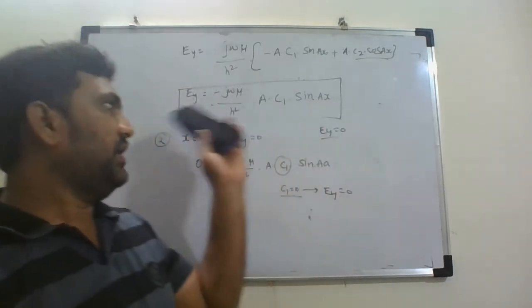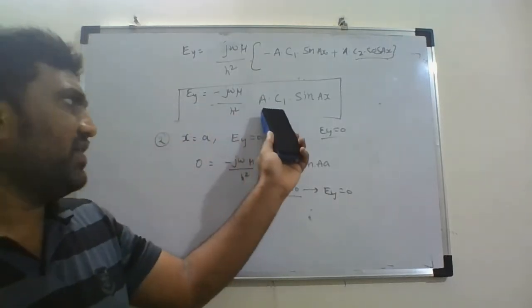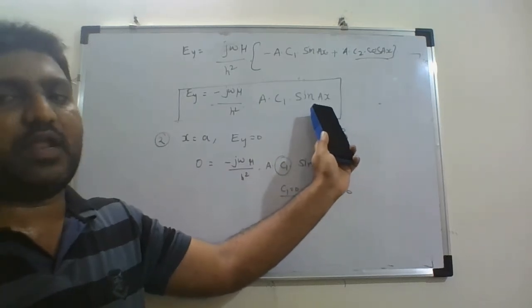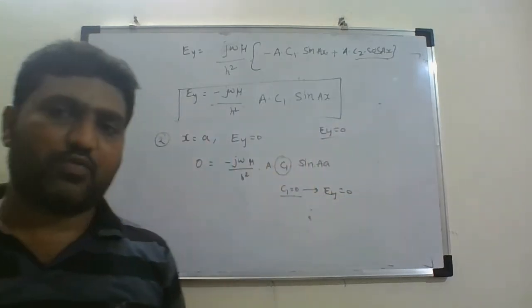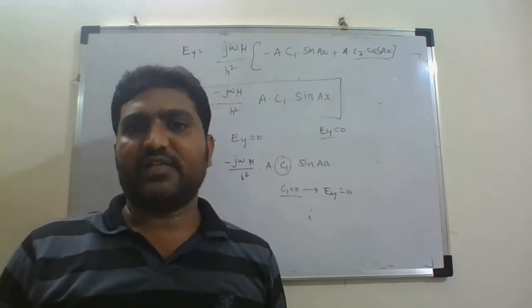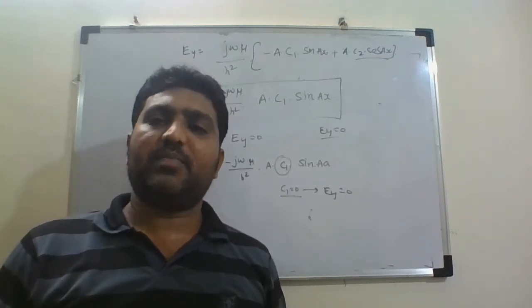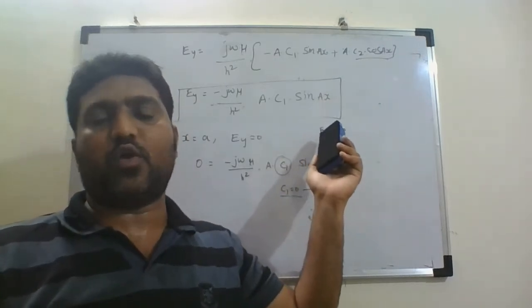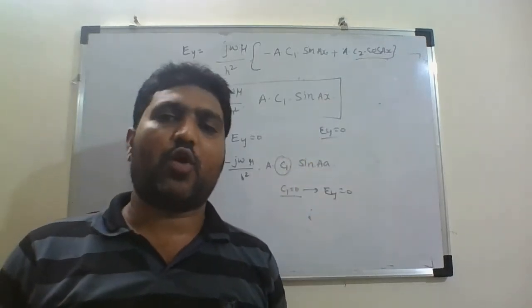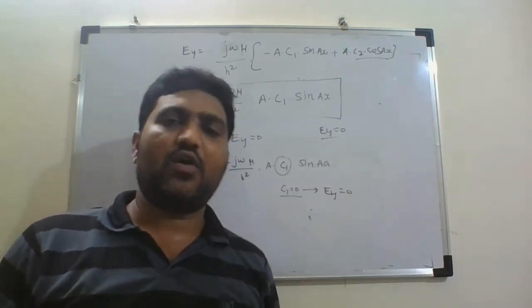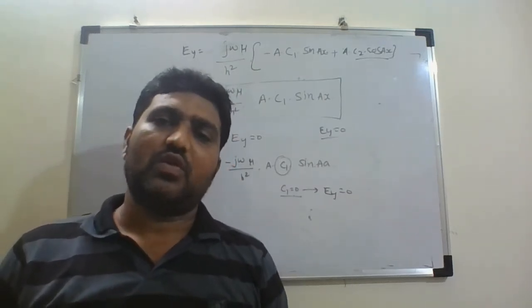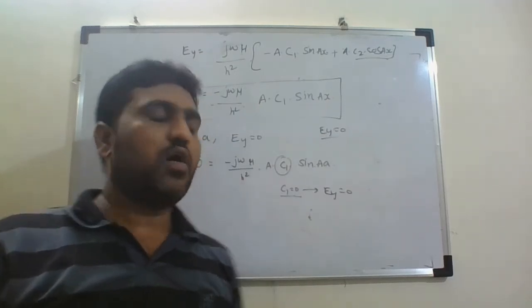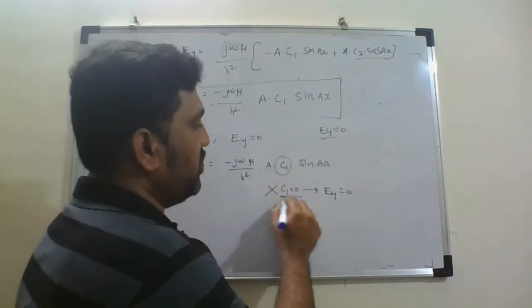The point we have to observe is, if C1 is equal to 0, then irrespective of x, at all places Ey will be equal to 0. There is already C2 equal to 0. If C1 also becomes 0, then Ey will be 0 at all places, which means Ex is 0, Ey is 0, Ez is equal to 0. So there is no component of electric field. Does the EM wave exist? No. So we cannot have C1 equal to 0.